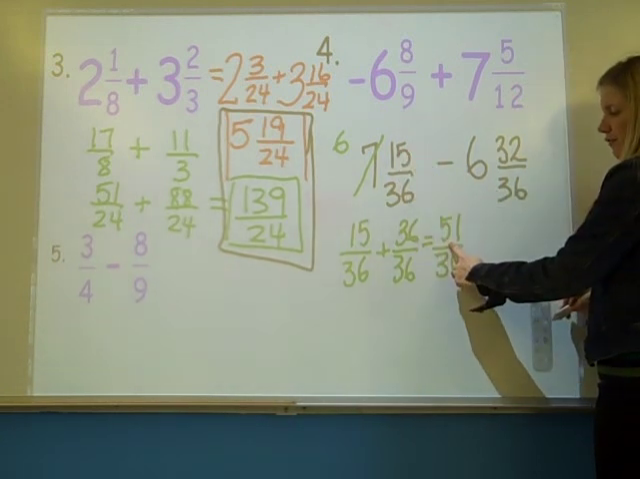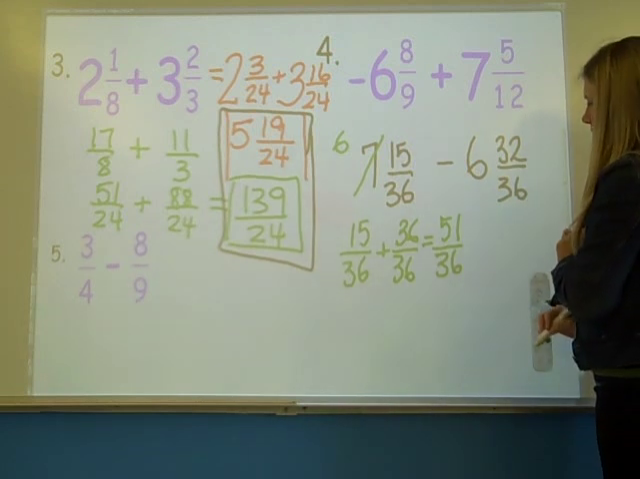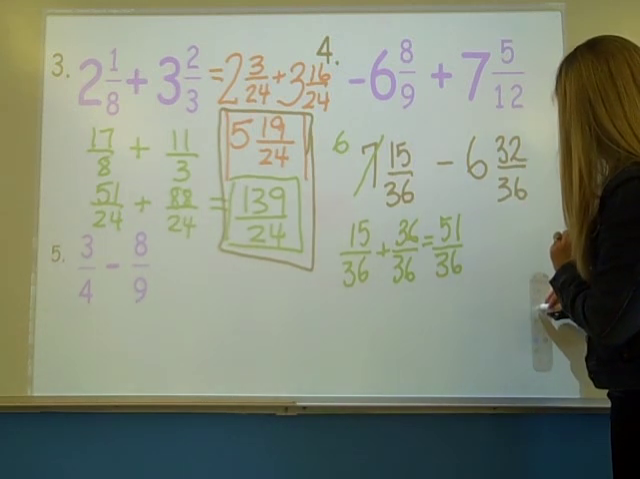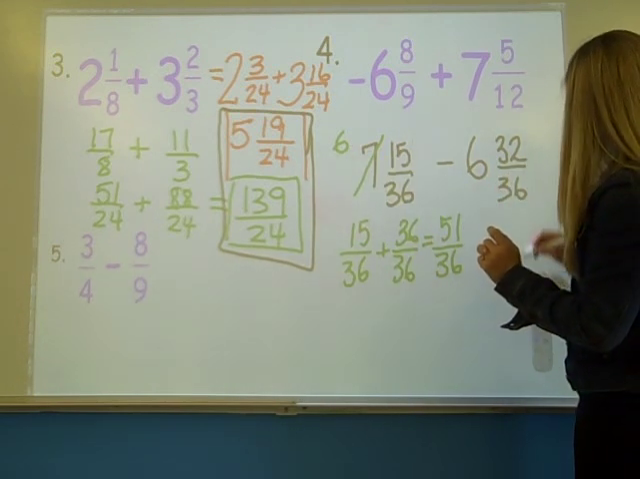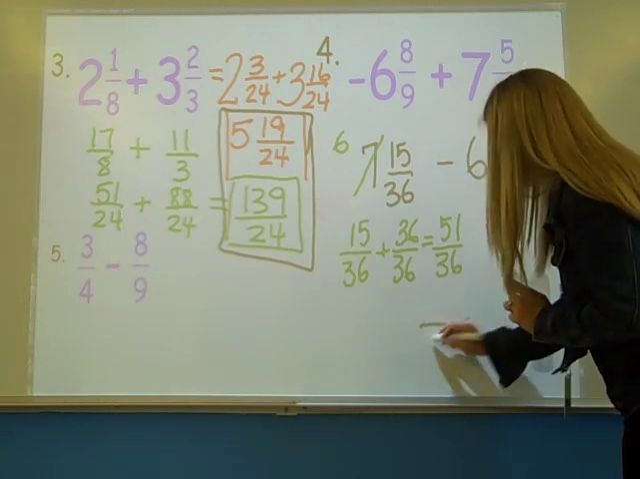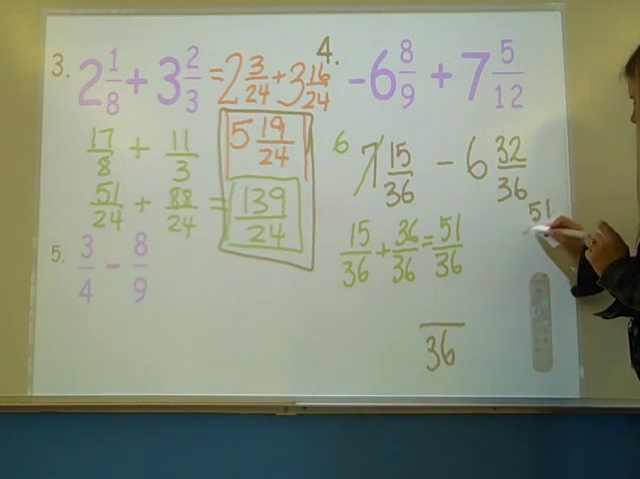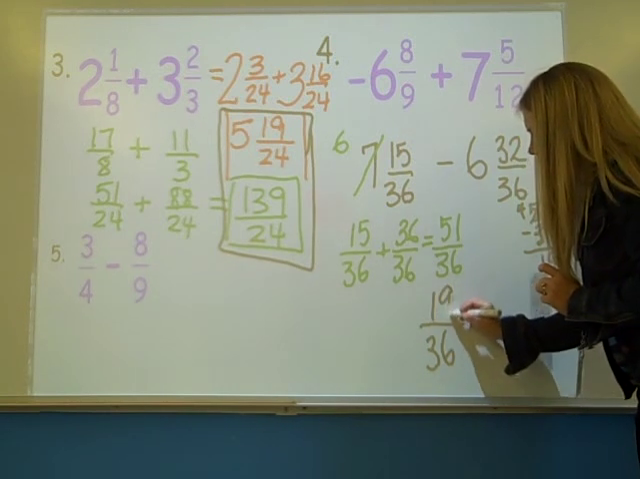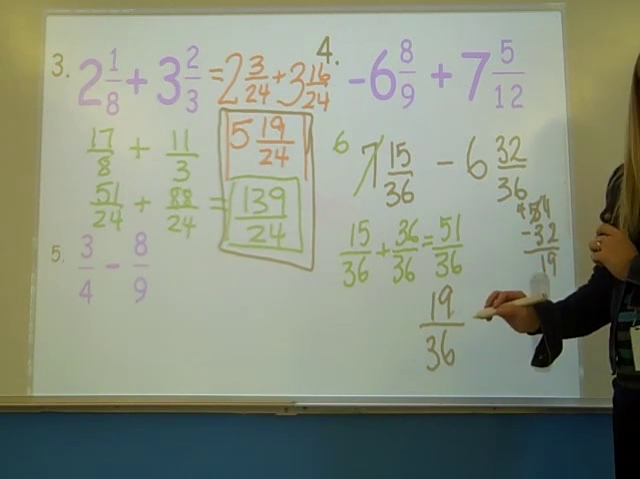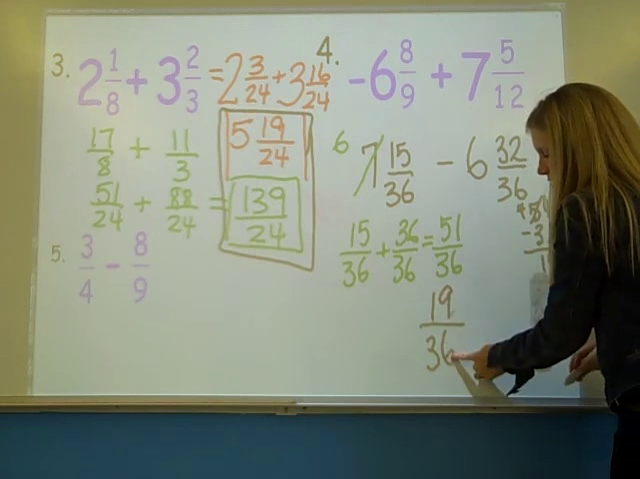Now I can do 51 over 36 minus 32 over 36. Okay, so I'm going to subtract those two. The 6 minus 6 will go away. I have to do 51, keep my 36 here. And I have to do 51, take away 32. I'm just going to do it off to the side here. It's 19. So this whole thing, I take the sign of the bigger number. This number is bigger, it's a positive number, so my answer is positive 19 over 36.